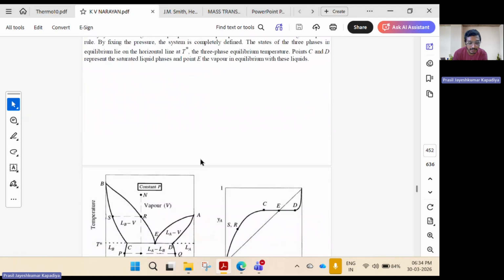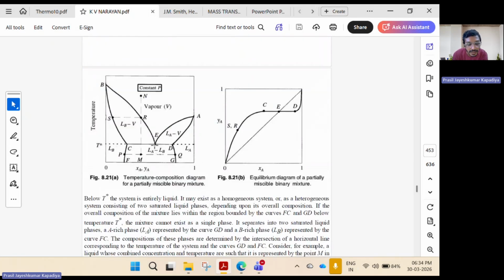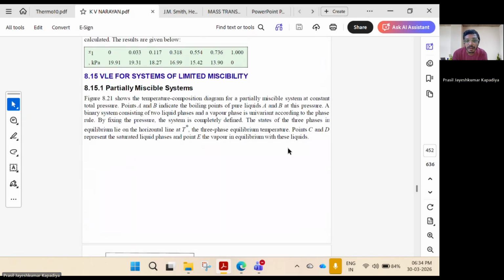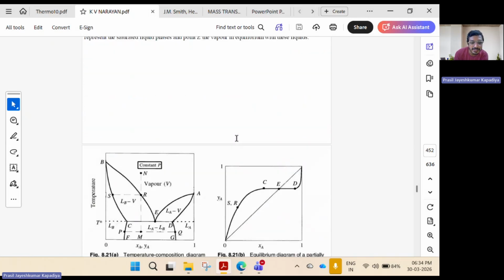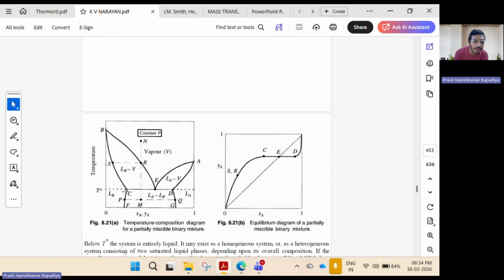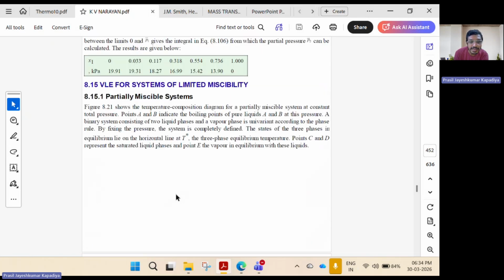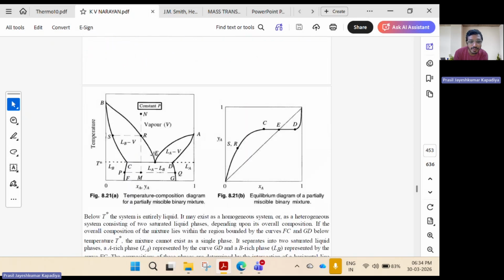Okay. From this curve, we see there is a point where all three phases coexist. That temperature is called T star. The states of the three phases in equilibrium lie on the horizontal line at T star, the three-phase composition temperature. So this is the temperature at which three phases can coexist. Points C and D represent the saturated liquid phases for A and B, and point E is the vapor phase.